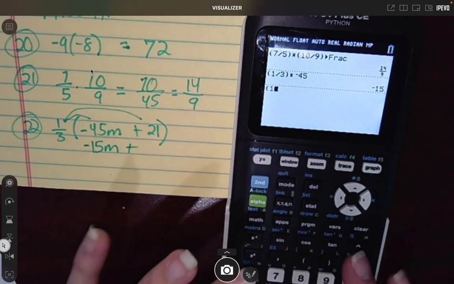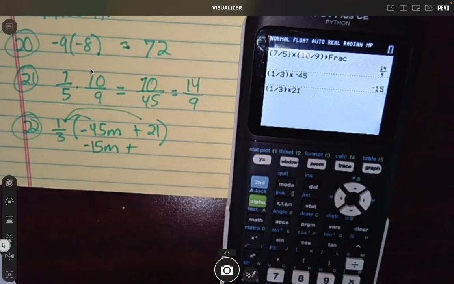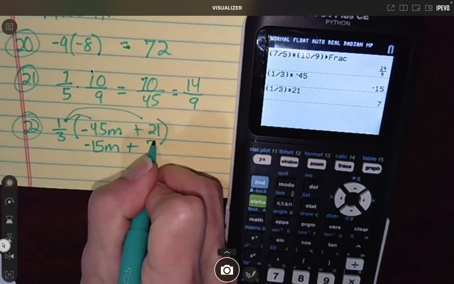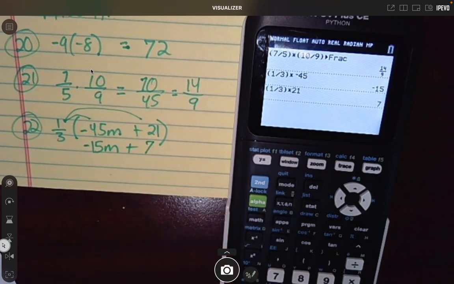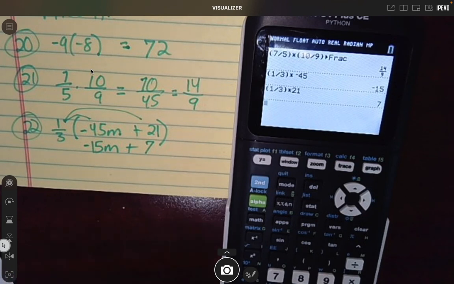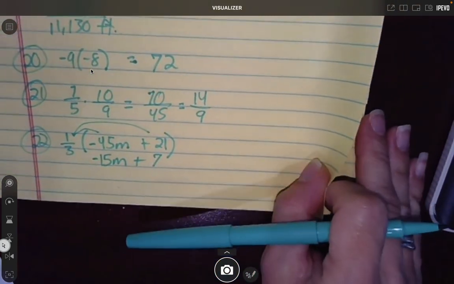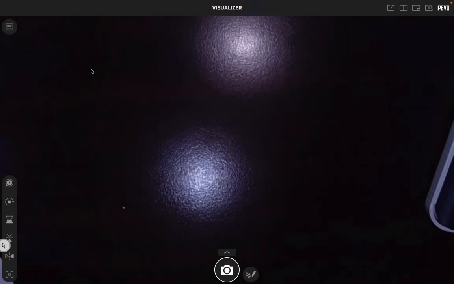Some of y'all should know. 1/3 of 21 is 7. And so what's your answer on that one? C. Plus 7. Yep, negative 15m plus 7. Cannon, you got that?